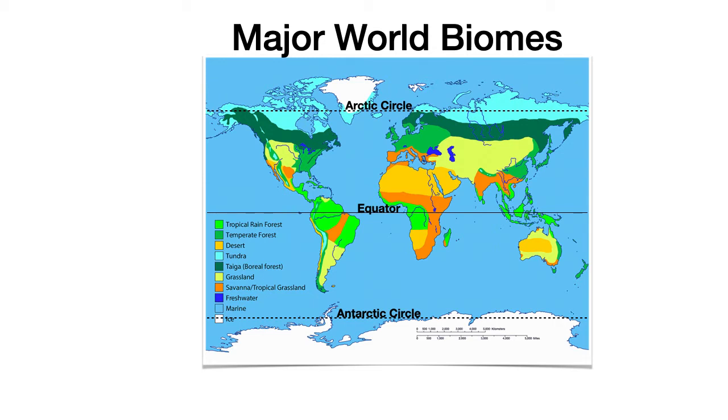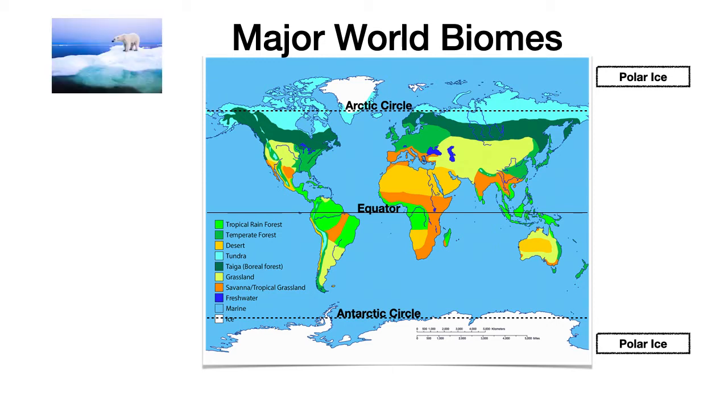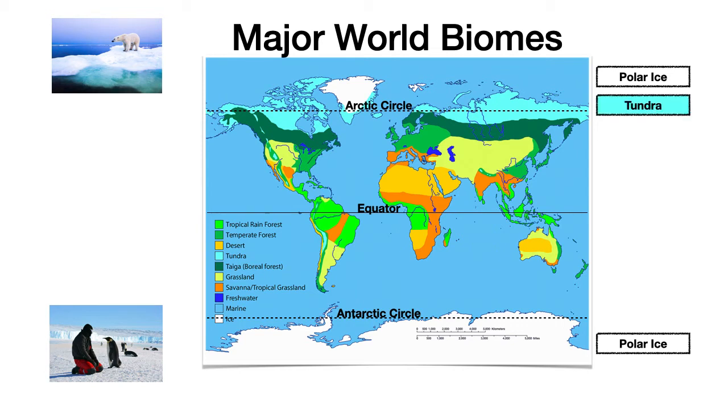So the first one is polar ice, which, as it says, is found near the North and South Pole, mainly in Greenland and in Antarctica. So they're the areas on your map which are shaded in white. In the North Pole, we might find polar bears who hunt on the sea ice, and in the South Pole, we might find penguins. Next, we've got tundra.